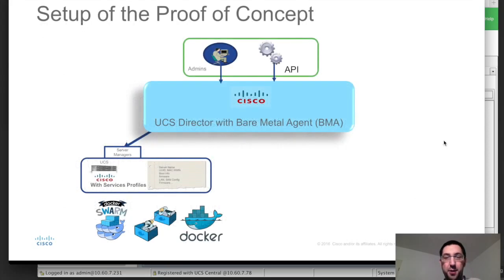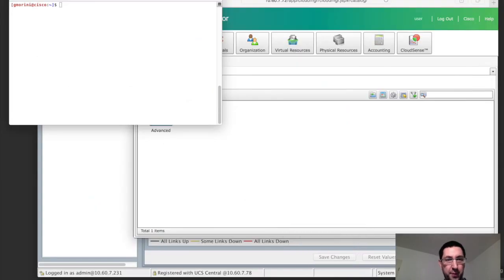So the idea of my setup is to use UCS Director with bare metal agents to provision new servers on UCS and to use them as Docker Swarm hosts. I will show you the demo.